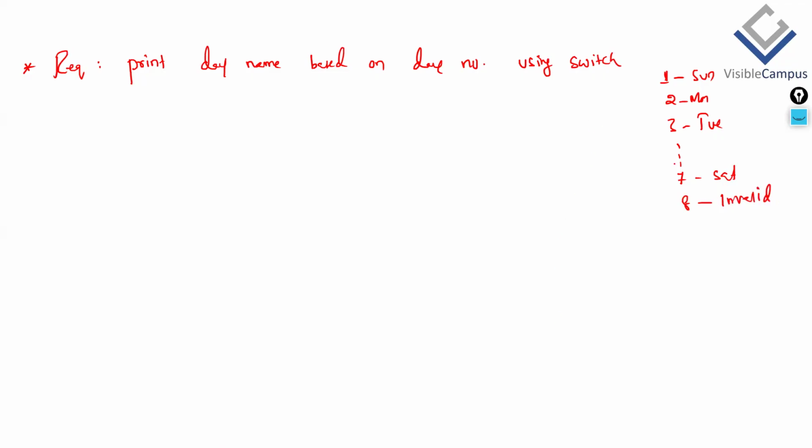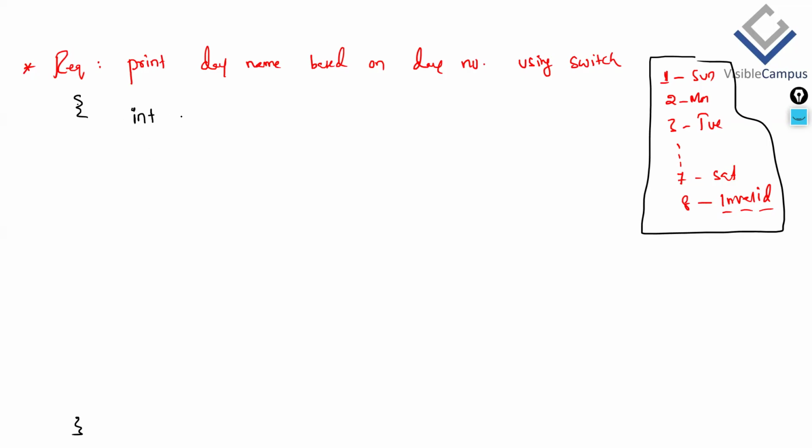So 1 to 7, there are 7 days. Then 8 is invalid. With this requirement, what is the input that is required? Integer, right? 1, 2, 3, 4, 5, 6 are integer types. Assume I'm writing inside a main method. This is my main method, that is public static void main. Then first, int dn for day number equals some value, because logic will never depend on the values. Output depends on the value.